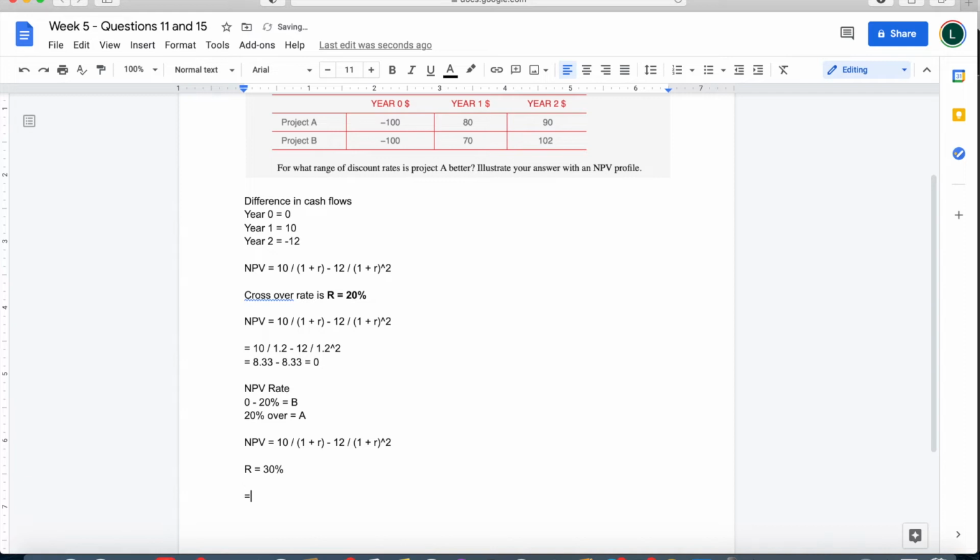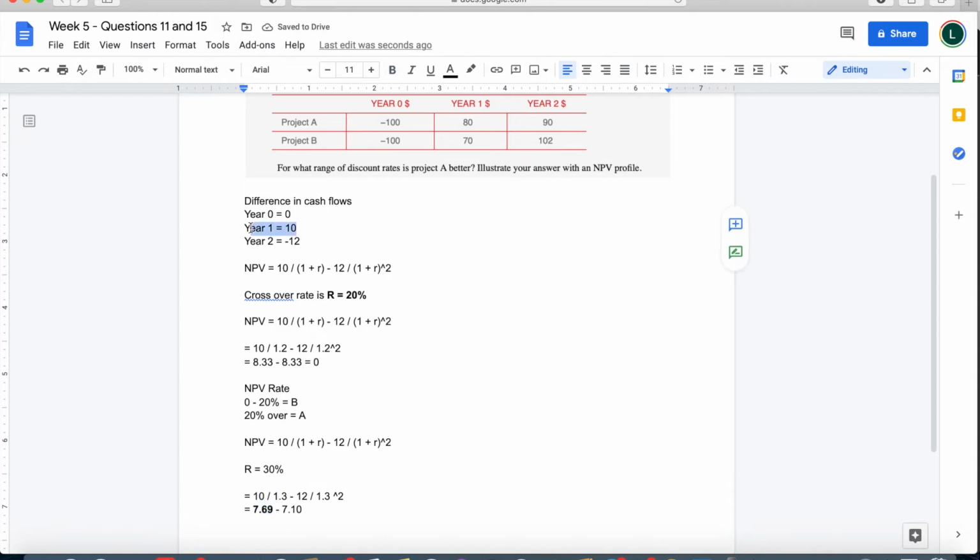So if we're going to input our stuff, we got 10 over, so remember that 10 is a positive, so it's more in favor of project B. Negative 12 here, that's more project B, okay? Over 1.3 minus 12 over 1.3 to the power of 2, and then we enter that in, so 7.69 minus 7.10. So we want the highest NPV, so that's our first part there, 7.69, that's in relation to the 10.